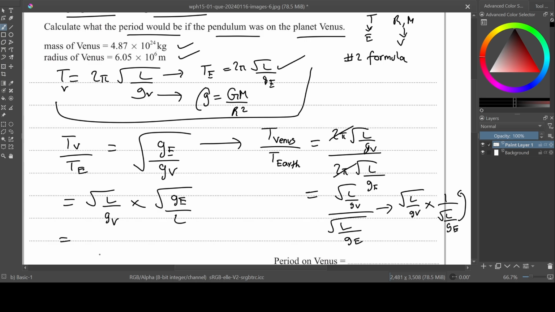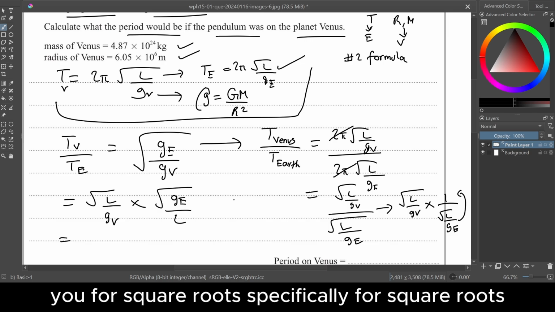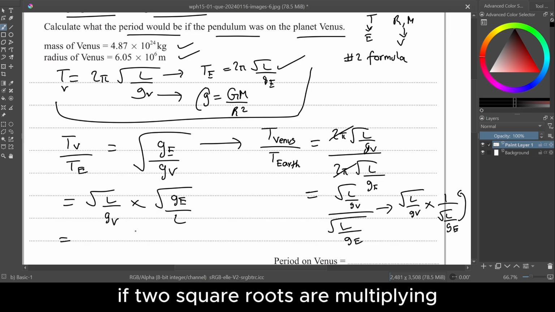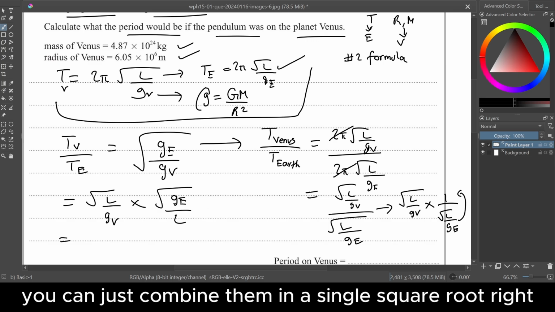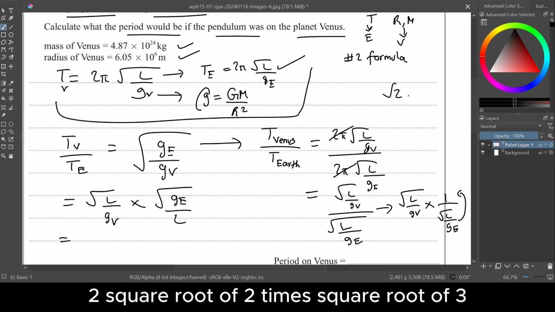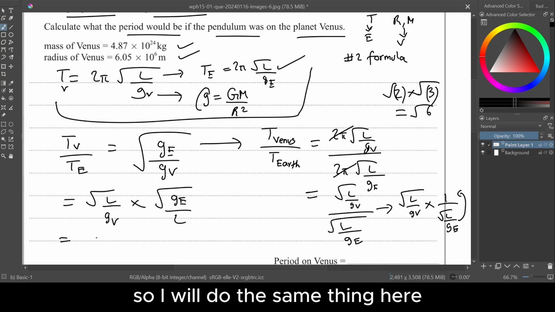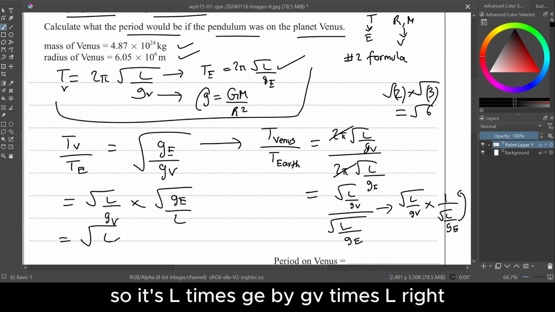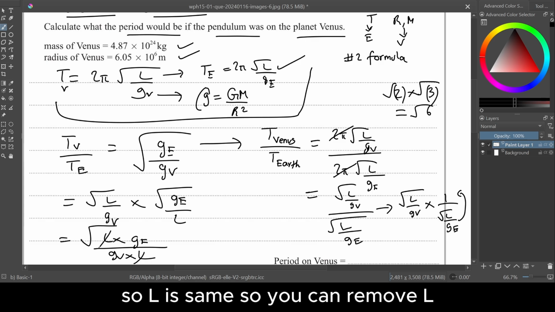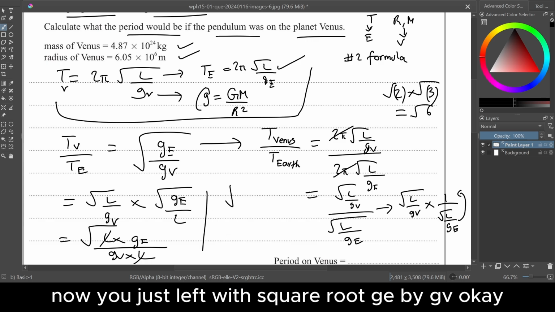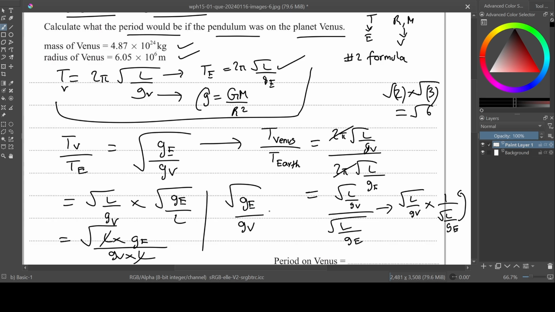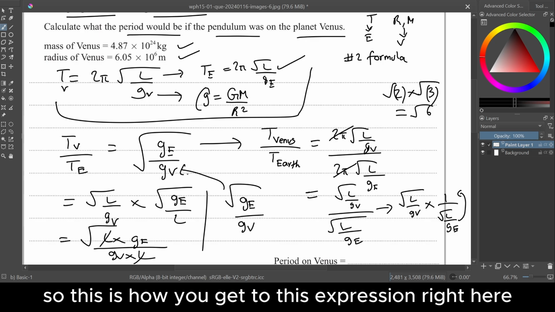Now, specifically for square roots, if two square roots are multiplying, you can just combine them in a single square root. For example, if you have square root of 2 times square root of 3, you can just write it as square root of 6. You can multiply the values inside them. So I will do the same thing here. It's L times GE by GV times L, right? So L is the same, so you can remove L. Now you're just left with square root GE by GV. So this is how you get to this expression right here.